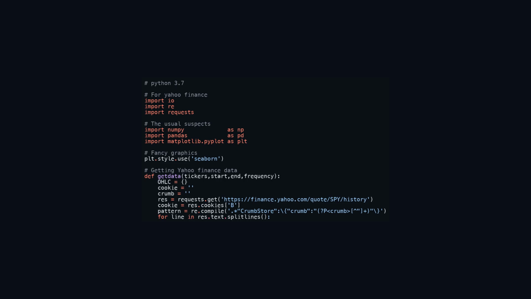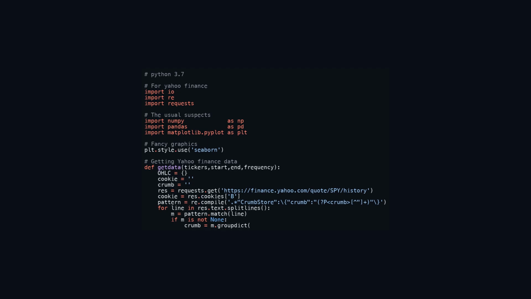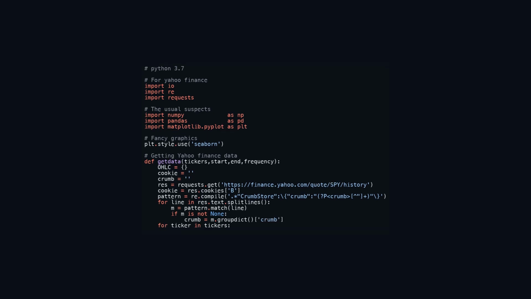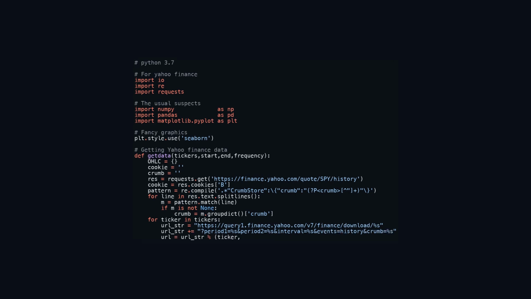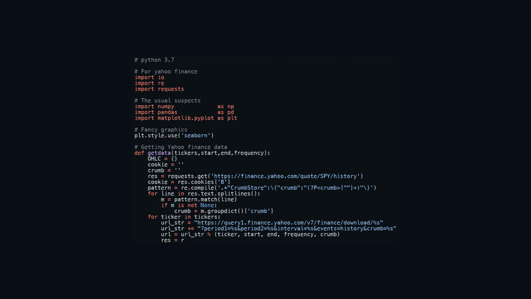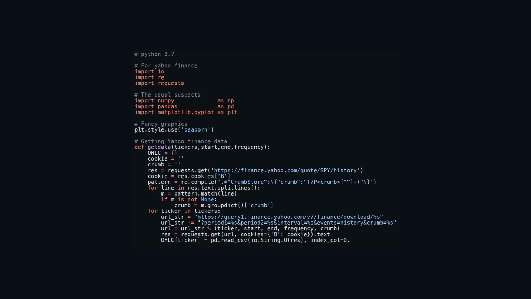The function first requests a Yahoo Finance history page to obtain a cookie and a crumb essential for API requests. For each ticker, the function constructs a URL to download historical data, sends a GET request to this URL, and reads the response into a Pandas data frame. It cleans the data by replacing null values with NaN and dropping any missing entries. The date index is converted to datetime format, and all values are changed to numeric types.